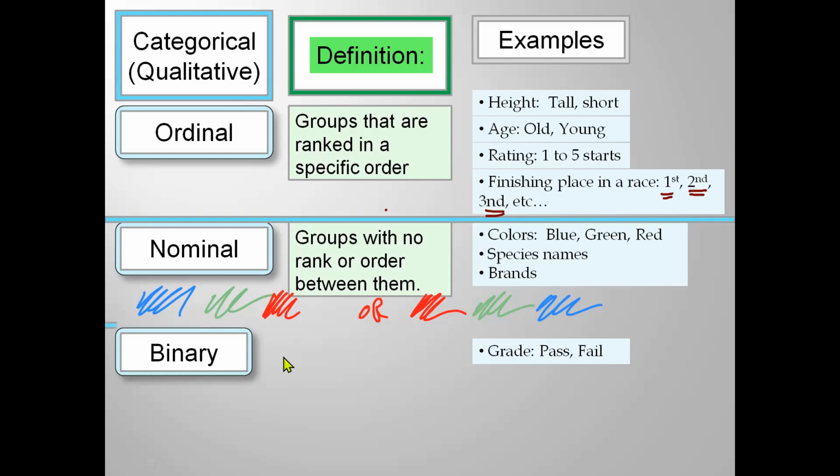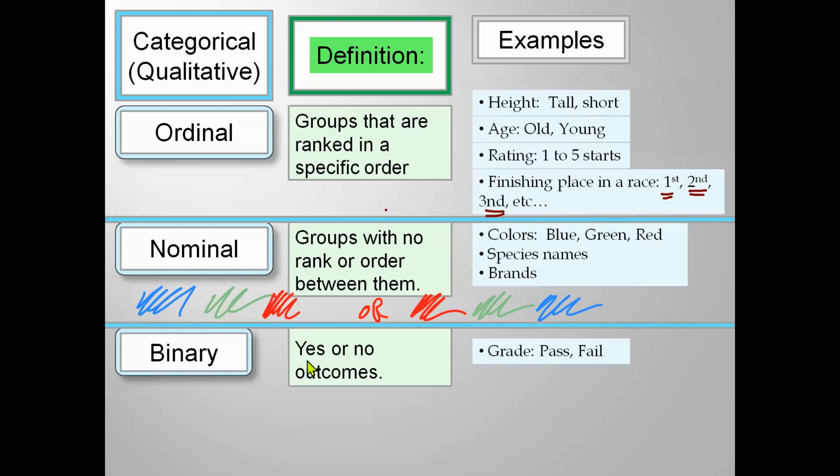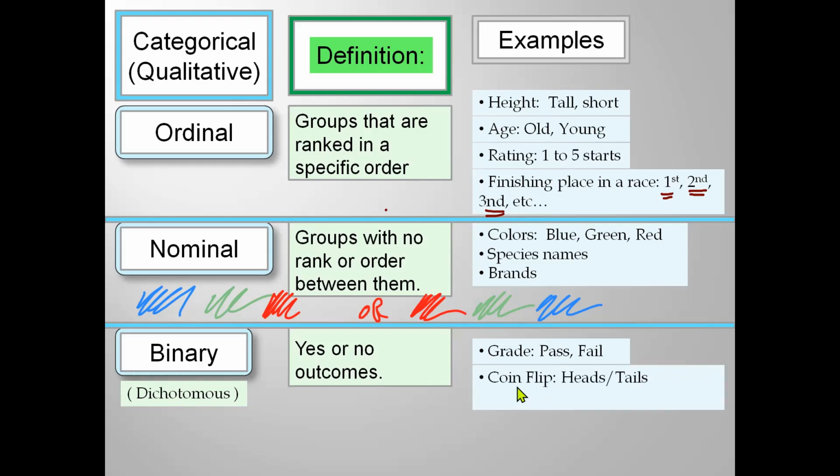For binary groups, we think about the prefix bi, like bicycle, where there are only two things possible, a yes or no outcome. Sometimes we call this a dichotomous outcome. The most common one we can think about is pass or fail. Other examples include coin flips when we have heads or tails, or results of games, in particular maybe football games when we have wins or losses. And those are our subcategories of categorical variables.